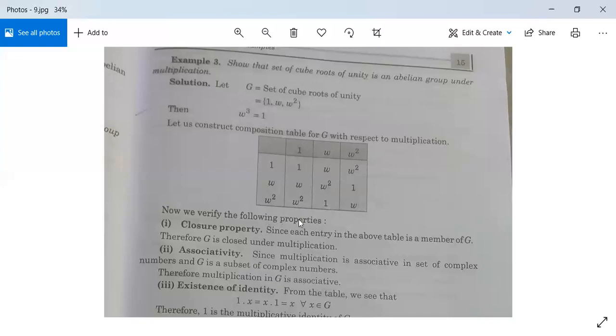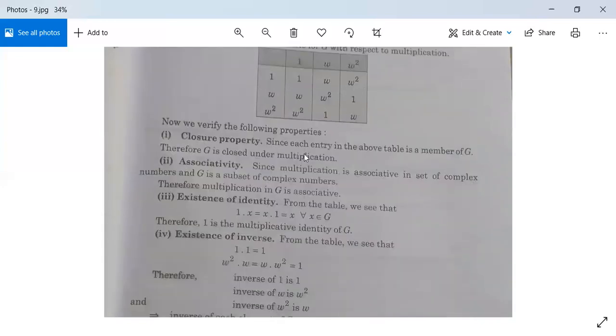Now we verify the following properties. First, the closure property. Since each entry in the above table is a member of G, look, every entry is a member of G. Therefore, G is closed under multiplication. Next, associativity. Since multiplication is associative in the set of complex numbers and G is a subset of complex numbers, therefore multiplication in G is associative. The second property also holds.